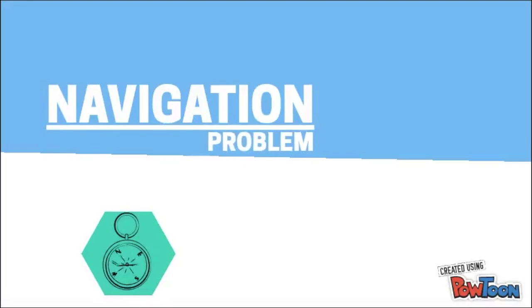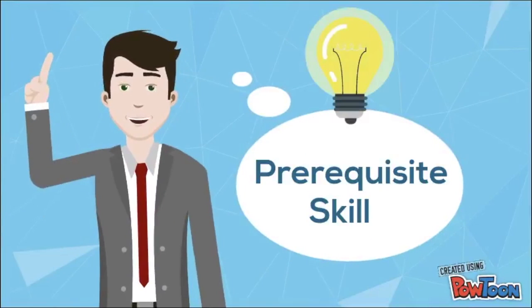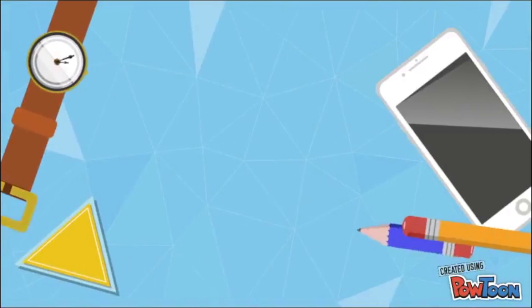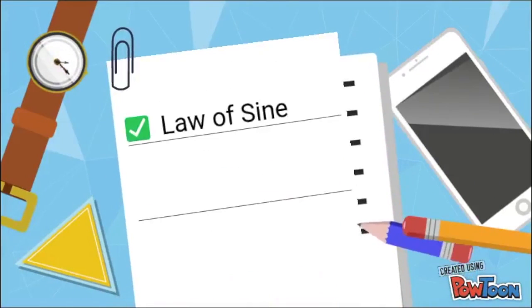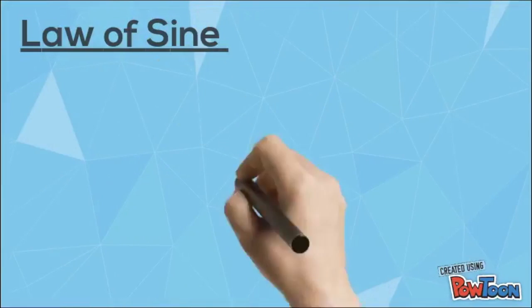Today, we are going to learn how to solve a navigation problem. First of all, we need to learn the prerequisite skills to have an answer to this problem. The prerequisite skills are the law of sine and the law of cosine. Now, this is how the law of sine works.